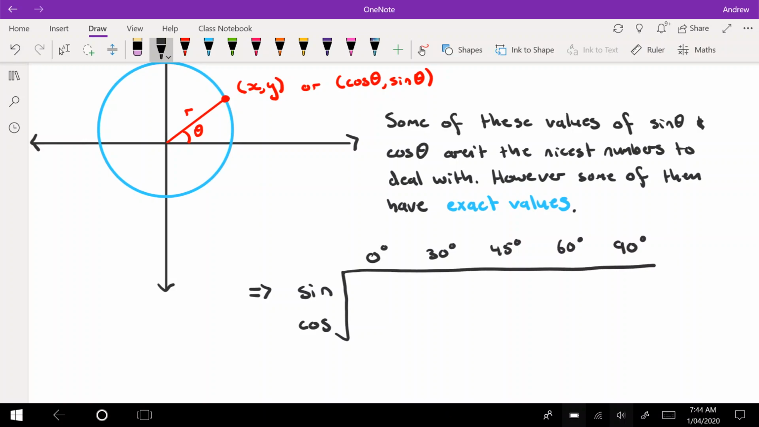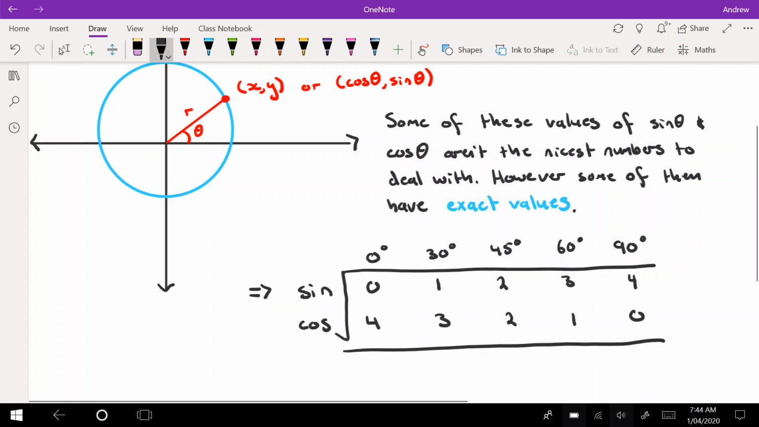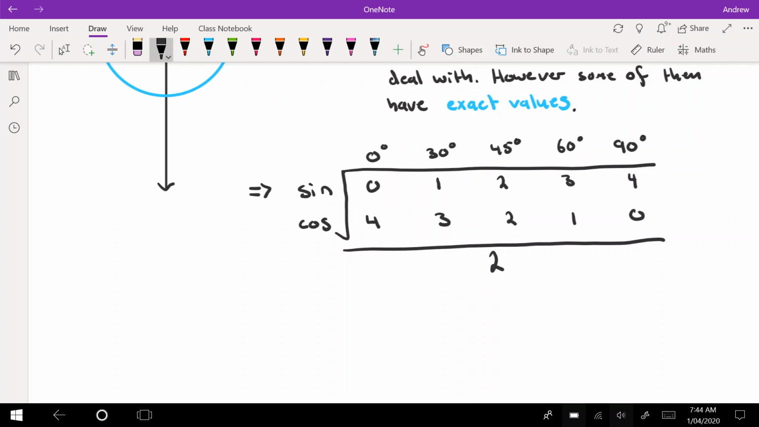Now from sine, you're going to go 0, 1, 2, 3, 4. Cos, you're going to go the other way around. 4, 3, 2, 1, 0, and then a line and a 2 below. And I'll also just make a note that tan equals sine over cos.